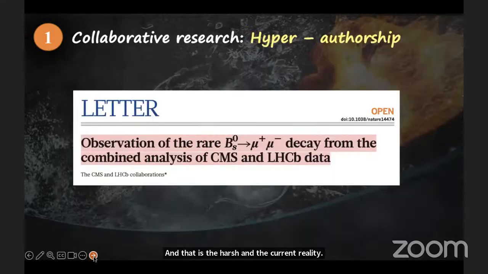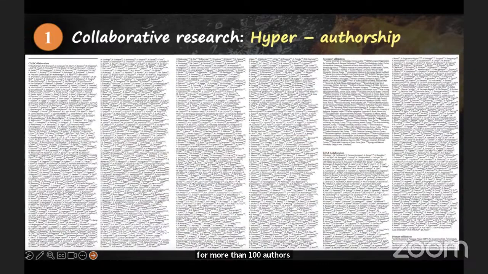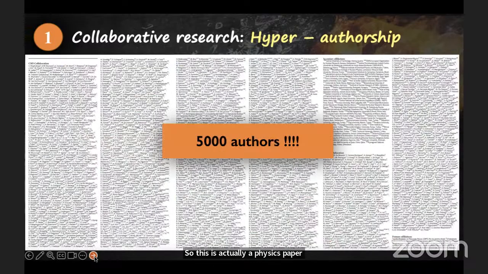Another scientific trend is hyper-authorship. The word hyper-authorship was actually coined by Blaise Cronin in 2001 for more than 100 authors, which can be from different countries. So this is actually a physics paper. And guess how many authors does it have? 5,000. So how do you justify contribution based on the order here? Food for thought.